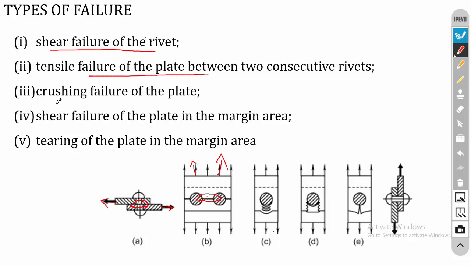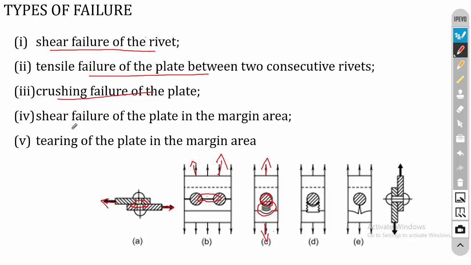The third one is crushing failure on the plate. A single rivet is formed, and when the tensile load is applied, this rivet will crush this region. So a crushing stress is developed in this region. Because of the crushing stress, crushing failure may happen on the plate. So that is the third possibility of failure.